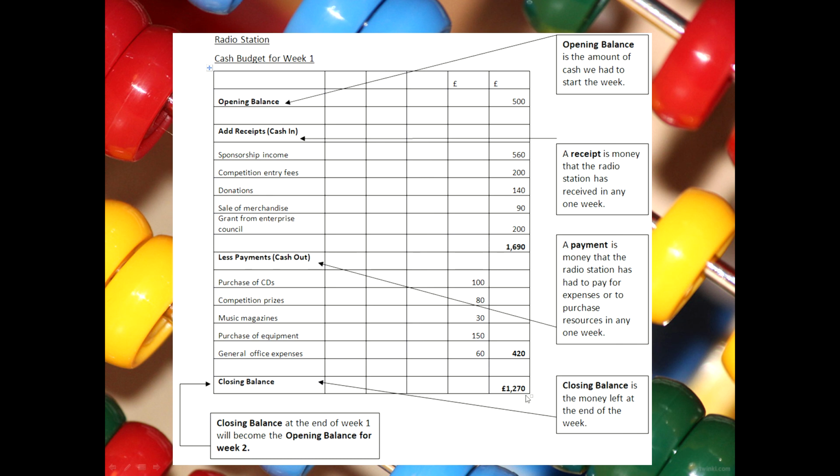And down the bottom we've got a closing balance, which is our total money in, minus our money out, and our total balance down the bottom here. One wee bit to remember as well: when we are adding our cash in, we also include our opening balance. So that 1,690 here is 500 plus 560 plus 200 plus 140 plus 90 plus 200.